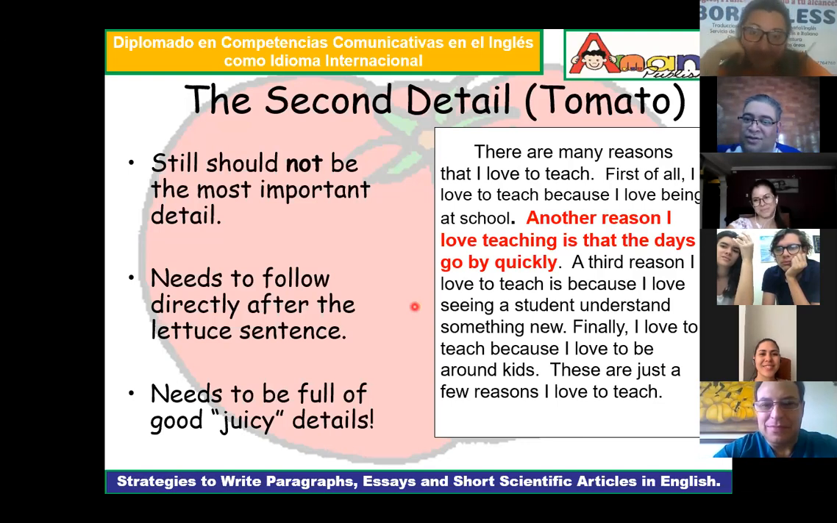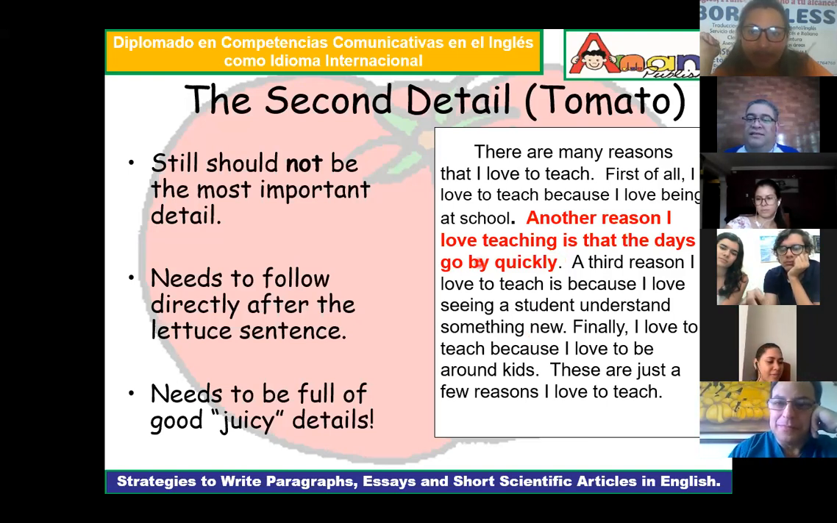Who else teaches? Rosa, do you teach as well? Are you a teacher? Do you teach? Enseñas, das clase. No. Okay, don't worry, Rosa. That's okay. That's good. Okay, let's continue.